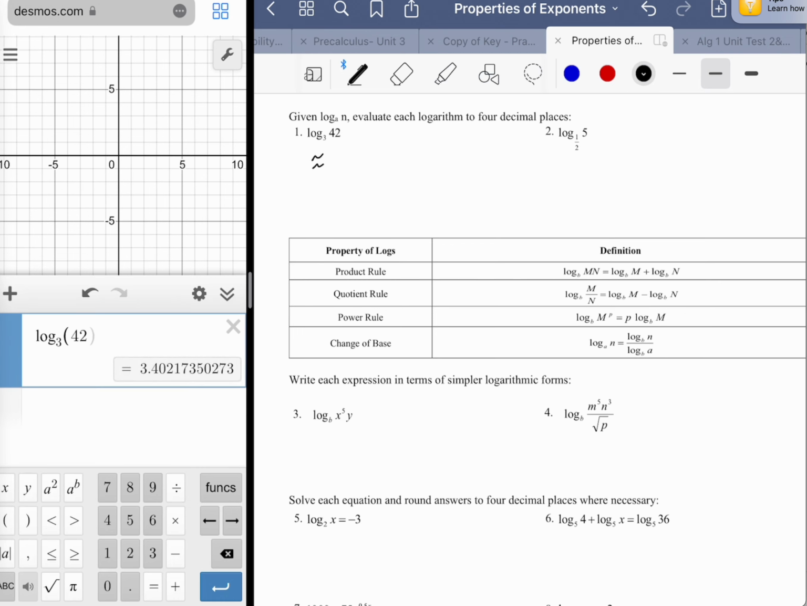So that's approximately, they said 4 decimal places, 3.4022.